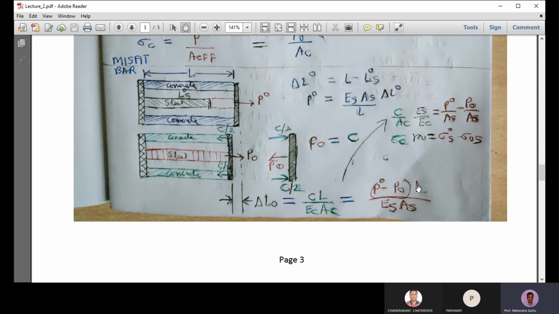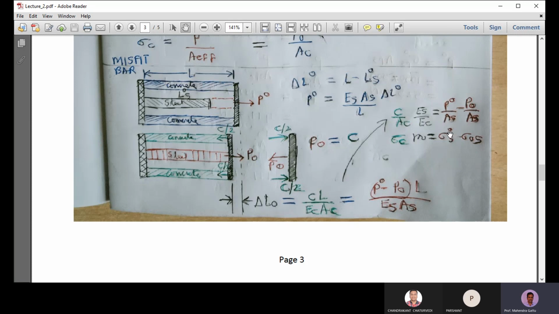So the reduction in tensile load in steel, times L by Es, is equal to the compressive load in concrete, times L by Ec times Ac. So we can simplify this equation further. We can take the C by Ac term out, and we can send this Es term to the right hand side. So we get Es by Ec, and we have P naught by As minus P naught by As. And we have removed the L term.